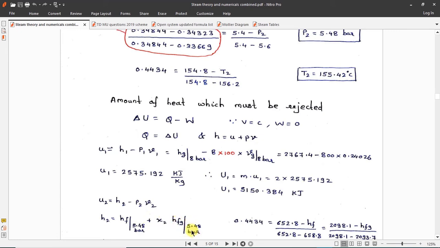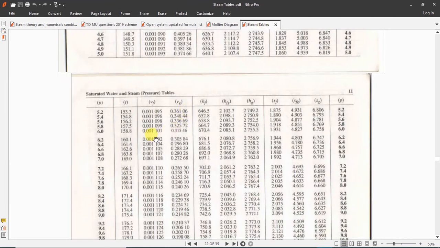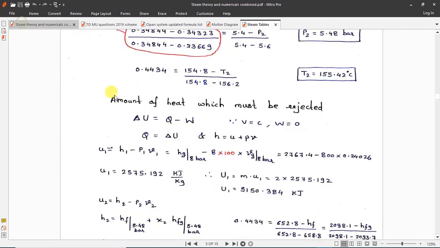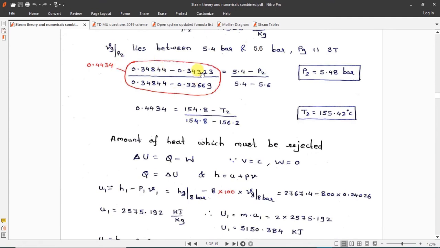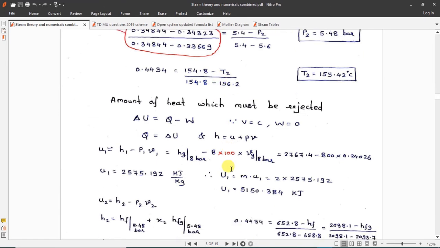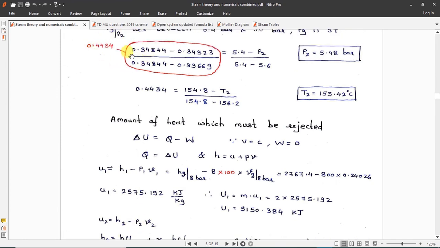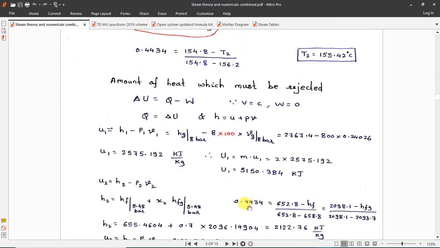Now it is important to note that we don't have 5.48 bar in the steam table again. So HF values again you have to interpolate. That is why I calculated this left hand side and we are maintaining the sequence of interpolation on the right hand side to make things simple. So what I have done, HF at 5.48 bar. I will keep this left hand side as it is, 0.4434 equal to.